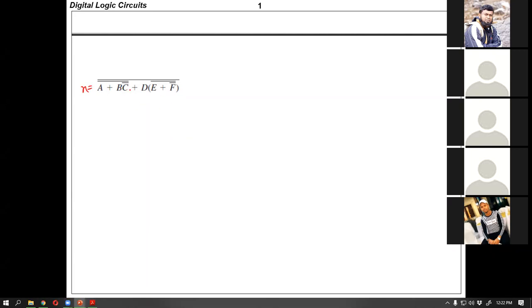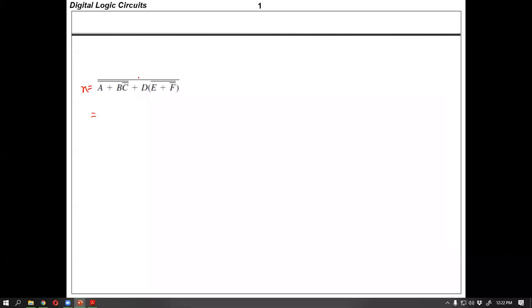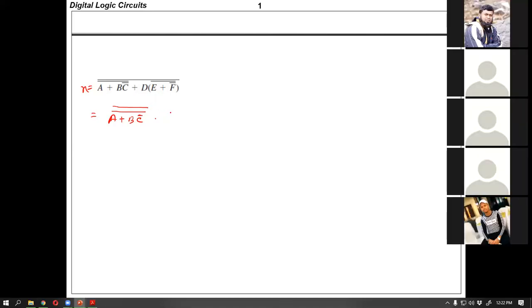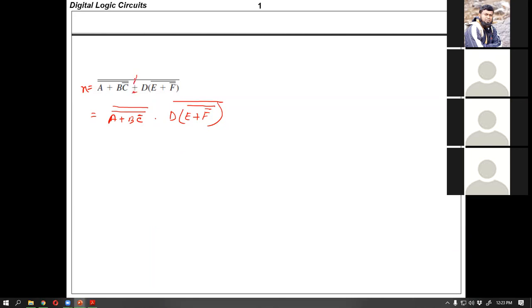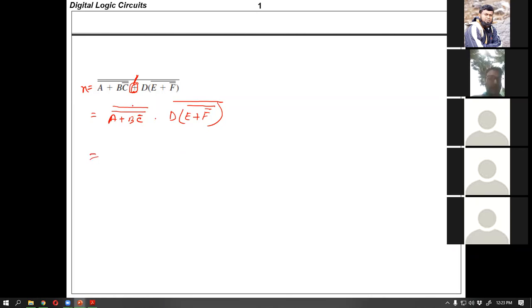Now we know that this is the whole bar. So at first we just divide the bar and change the sign. So A plus B C bar, and this and this dot D, E plus A bar. Okay, clear this? Plus this is the plus. So we've broken this, then change this sign. Okay, clear?